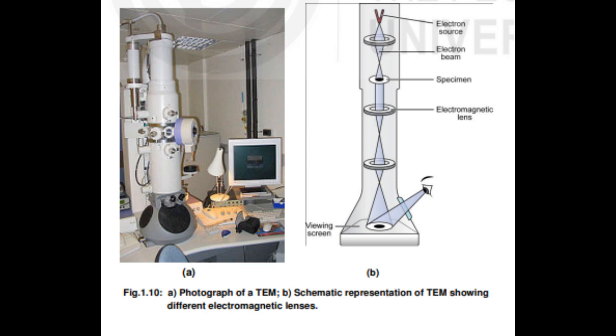Fig. 1.10 A. Photograph of a TEM. B. Schematic representation of TEM showing different electromagnetic lenses. Sample preparation. As the TEM works under conditions of vacuum, water present in biological materials needs to be removed. The tissue is preserved using different fixatives to avoid tissue disruption caused by this loss of water.